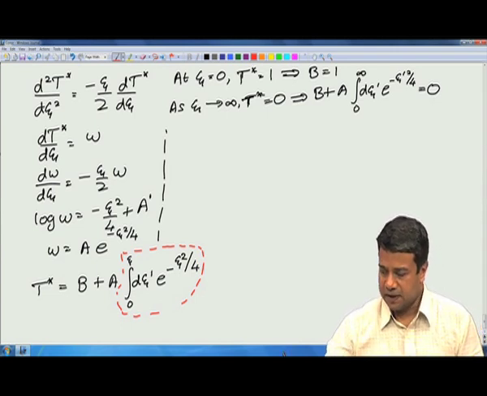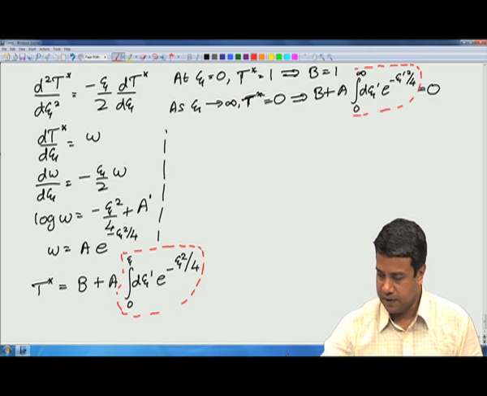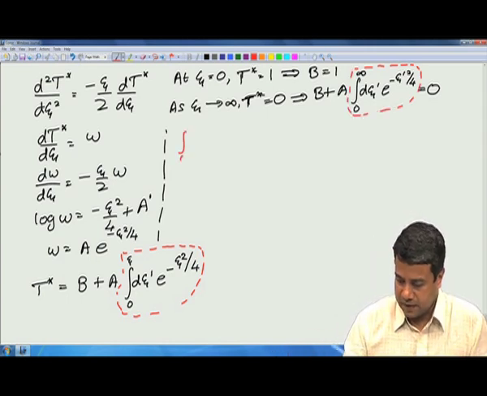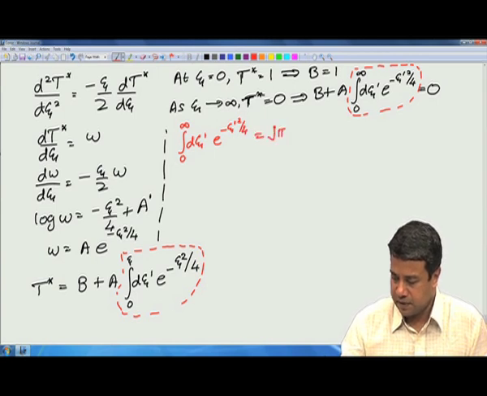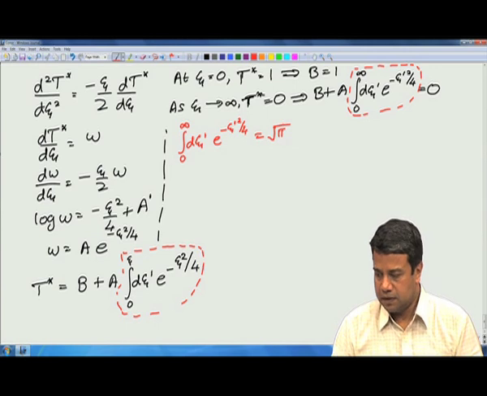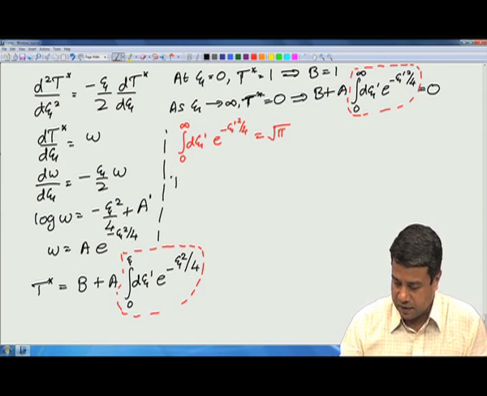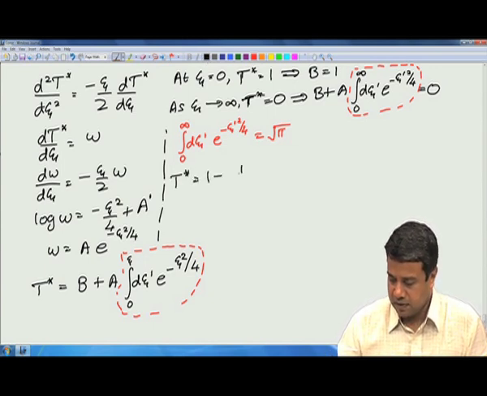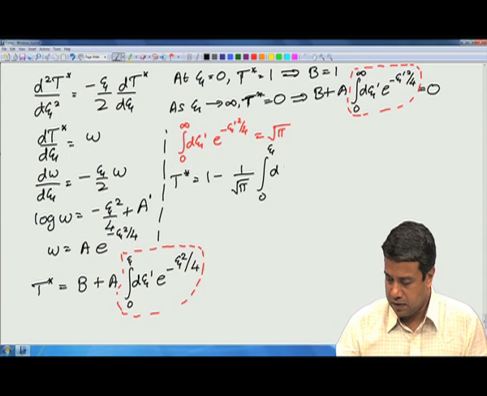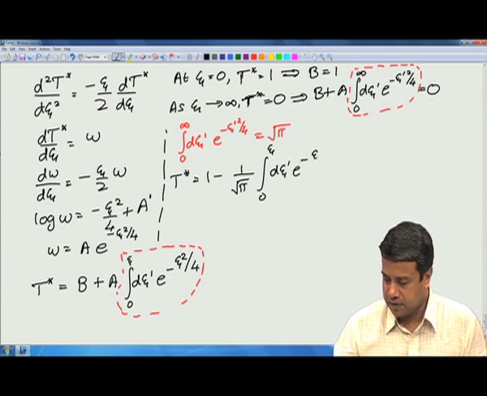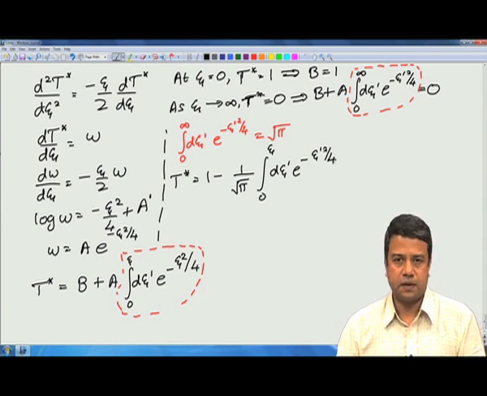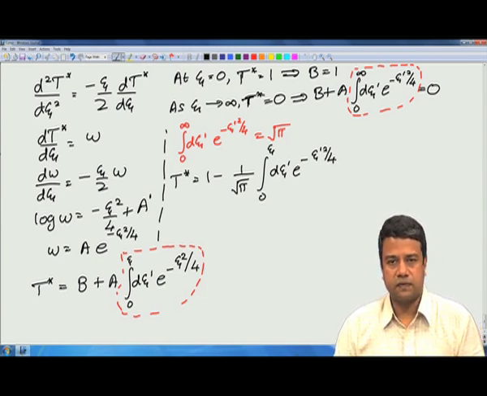However, you can get this one. This integral 0 to infinity d psi prime e power minus psi prime square by 4 is just equal to square root of pi. So, using that we know that b is equal to 1. Therefore, the final expression for T star becomes equal to 1 minus 1 over root pi integral 0 to psi d psi prime e power minus psi prime square by 4. So, that is the final solution for T star.